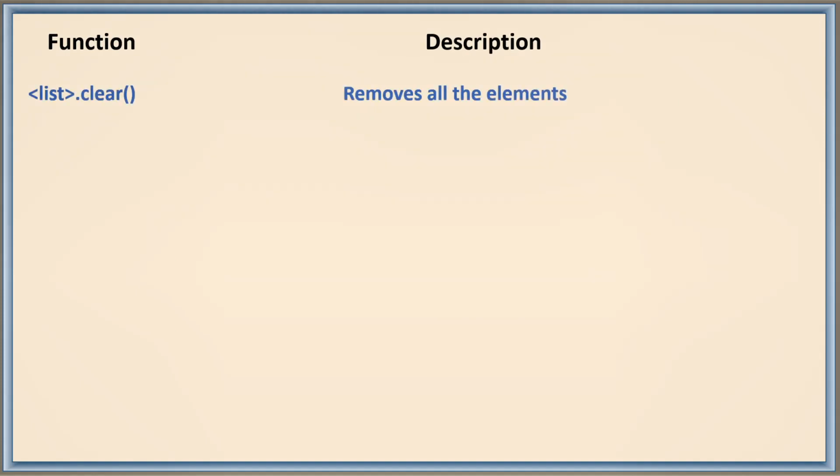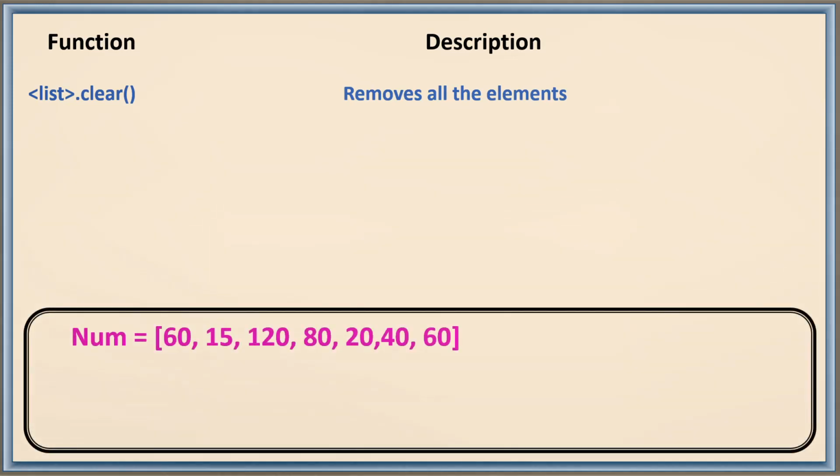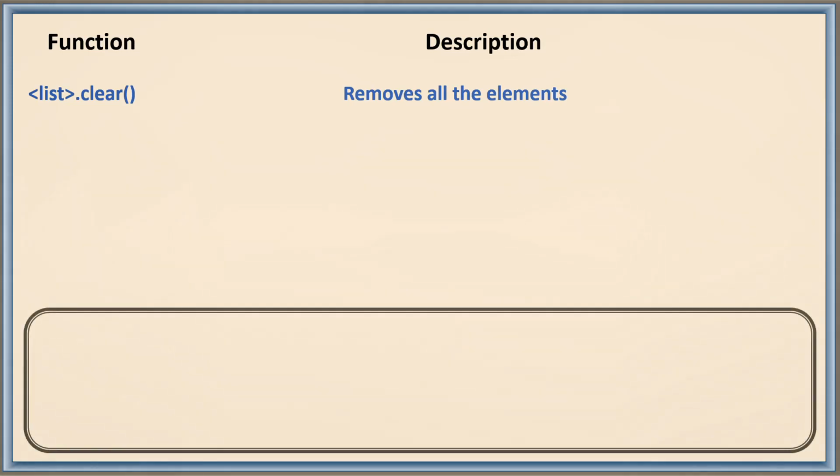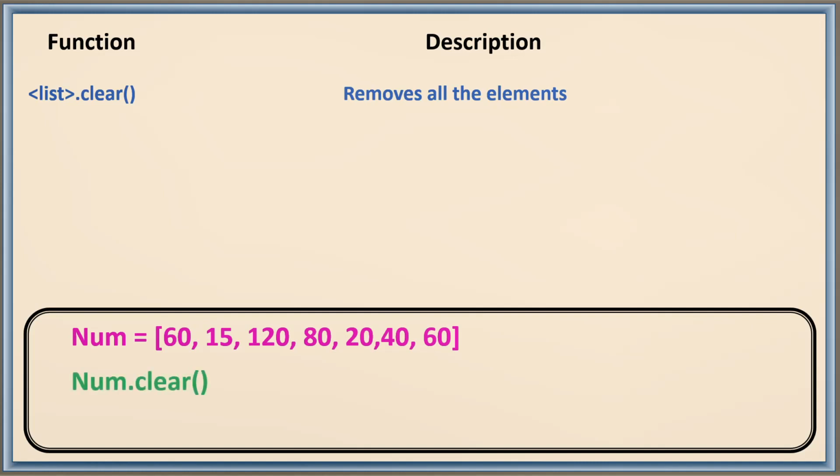List.clear() is a function which will remove all the elements from the list and then it will be empty. For example, if we are having a list called num and then we are giving num.clear(), in num nothing will be there, it will be empty.